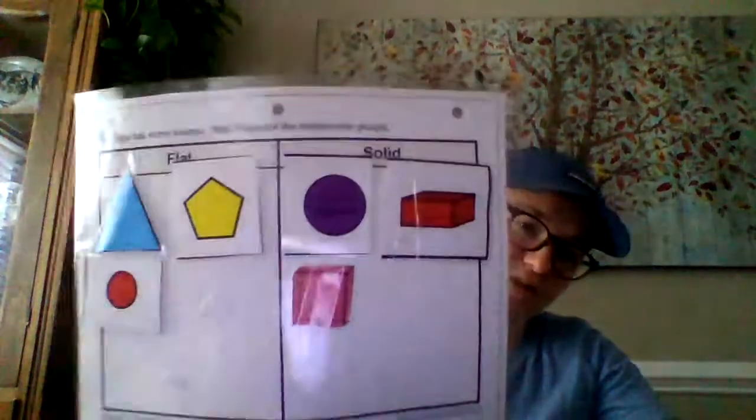All right. Now what about, this one's a little bent, but what about this shape? This shape is a cube. Is this shape a flat shape or a solid shape? Remember, keep an eye on those lines. It is a solid shape like our sphere and rectangular prism.